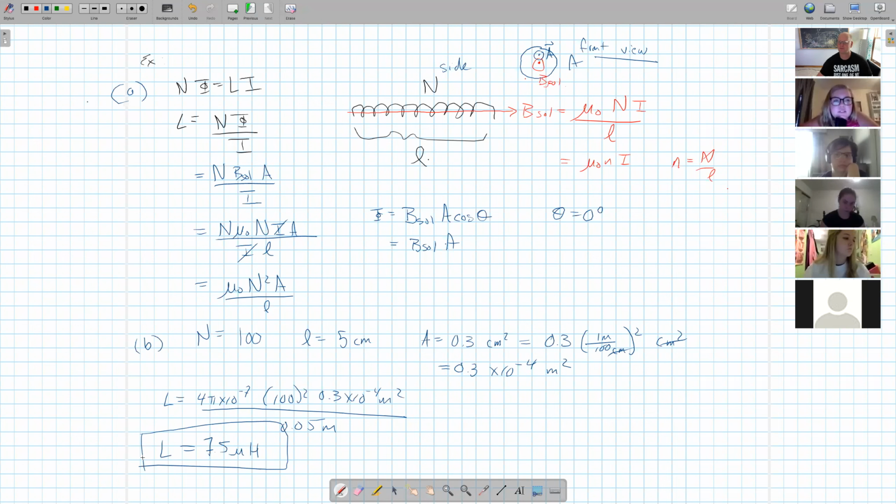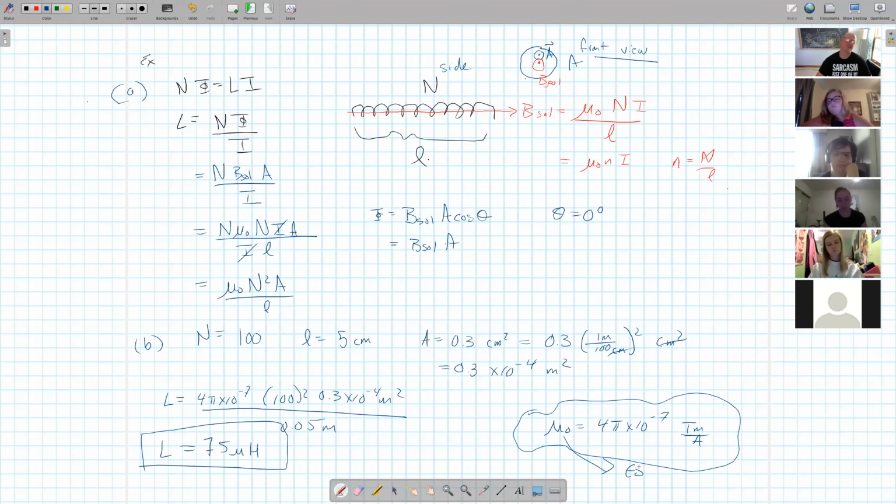Is mu naught a constant? Yes. So mu naught is equal to 4 times pi times 10 to the minus 7, and this has units of, I gotta remember, this is a Tesla meter per amp. So this will show up tomorrow on the first page, so you don't have to worry about writing that down. So that's always going to be a constant. So this is the magnetic equivalent of epsilon naught. Well, not the same, but they're equivalent to each other. There we go. That was okay?